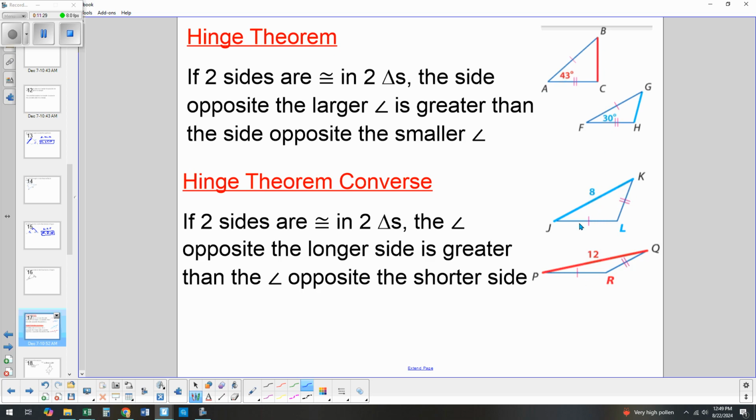If you had two sides that matched and you knew this opening was bigger than this opening, that would mean this angle here has to be bigger than this angle here. So what we're really going to do is compare the missing side or the missing angle in two triangles based on the fact that they already had two sides the same.